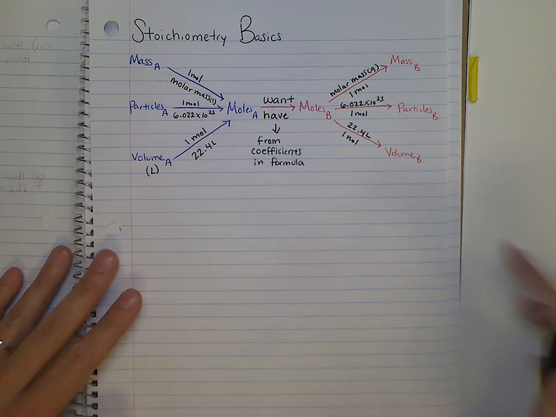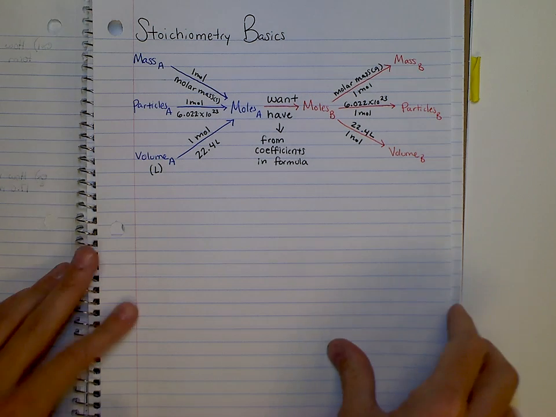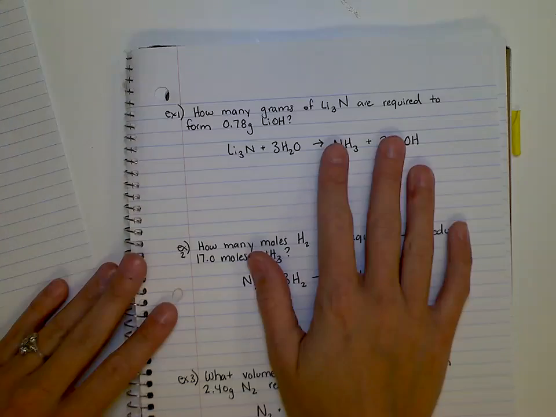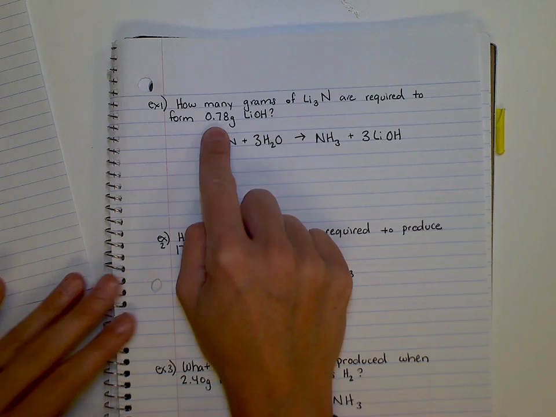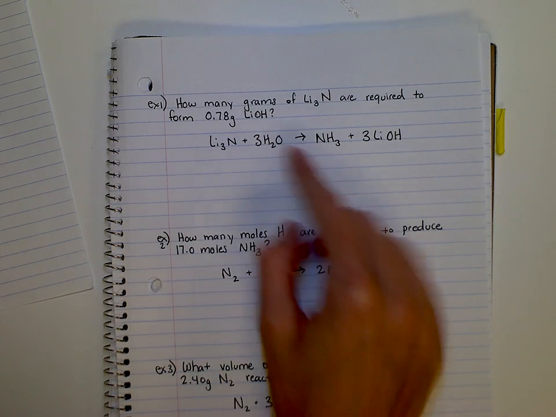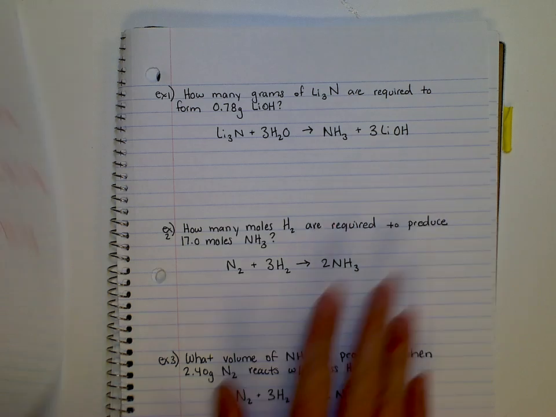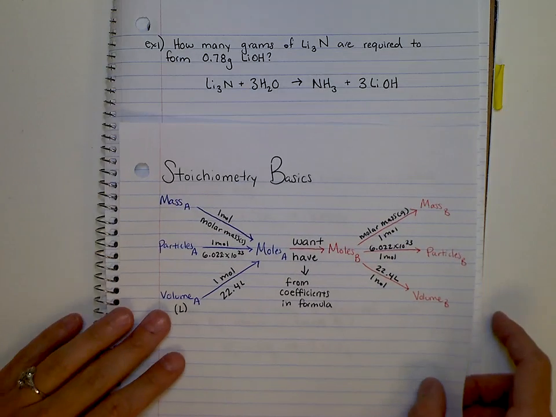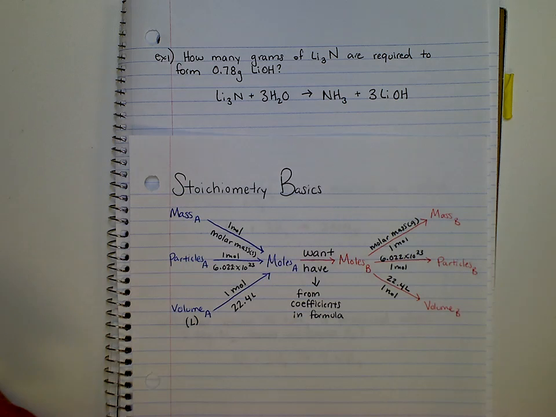So to break down a few examples of how this is used, I'll let you guys see a couple examples. So let's see, the first question I have looks like this. How many grams of Li3N are required to form 0.78 grams of LiOH? So this is the question. Here's the formula that we use for the question. Looking at our roadmap along with this question, we want to identify what we have versus what we're looking for.